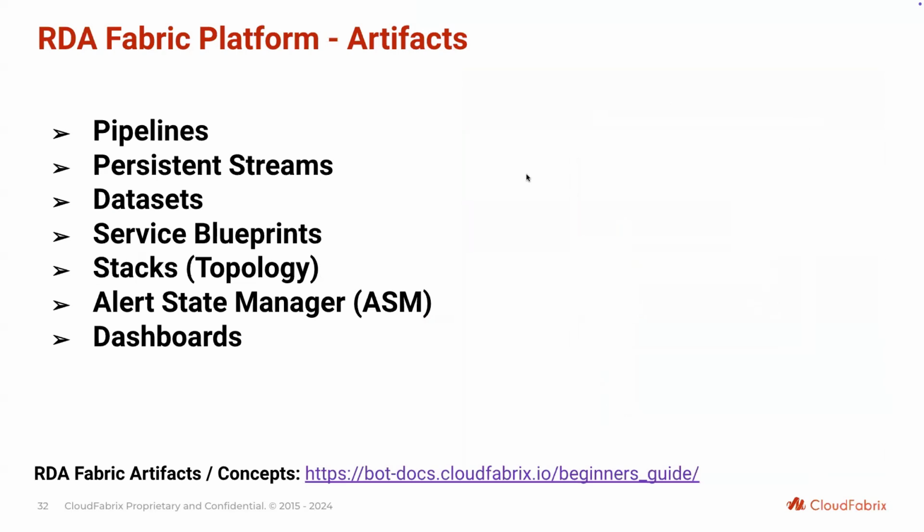Within our platform and within the scope of data automation, these are the primary artifacts that you interact with while working within the RDA Fabric platform. We have RDA pipelines, persistent streams, and datasets. We have service blueprints and stacks for topology and application dependency mapping. We have the Alert State Manager, which we introduced recently, and we have dashboards for analytics.